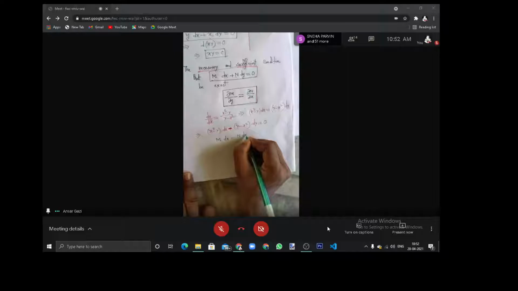Next, how to check whether this is exact or not? Test this condition, del M del y equal to del N del x. So first of all, calculate del M del y. Differentiate M with respect to y partially, so treat x as a constant. Differentiating M with respect to y, x square gives 0 and minus y gives minus 1. Is it clear? Yes, sir. And also calculate del N del x.